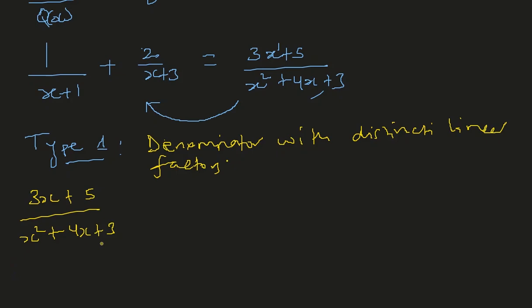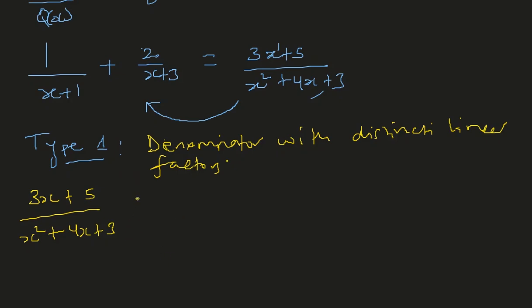the first thing we have to survey is the denominator. First of all, check, is the numerator having a lesser degree? Is the degree of the numerator less than the degree of the denominator? If yes, then we go on and ask ourselves, what is the nature of the denominator? Can this denominator be factorized into linear factors? If it is possible, then we categorize that under type 1 and we are going to see what happens.